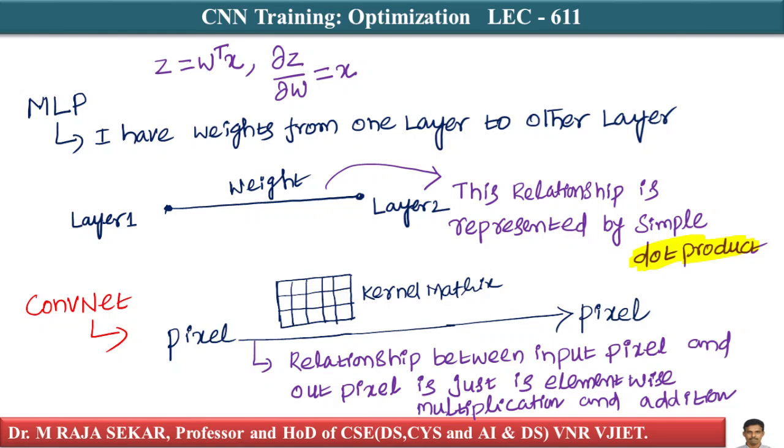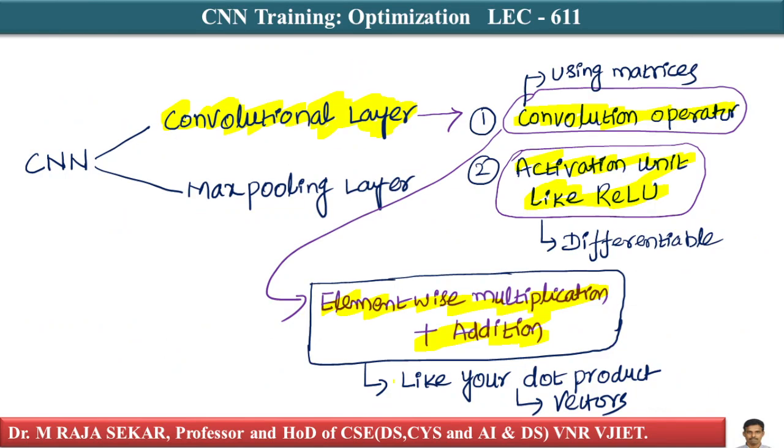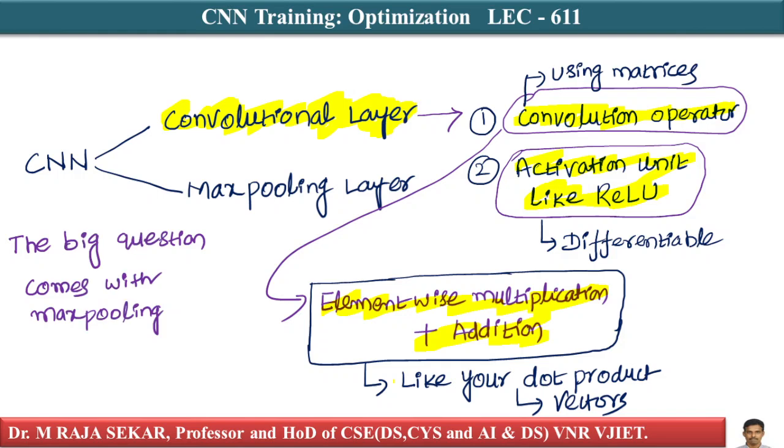You will get X. Just like a dot product, your convolution is also element-wise multiplication and addition. So really it does not matter. Convolution is just like element-wise multiplication and addition. Everything works smoothly. The big question comes with max pooling, isn't it?